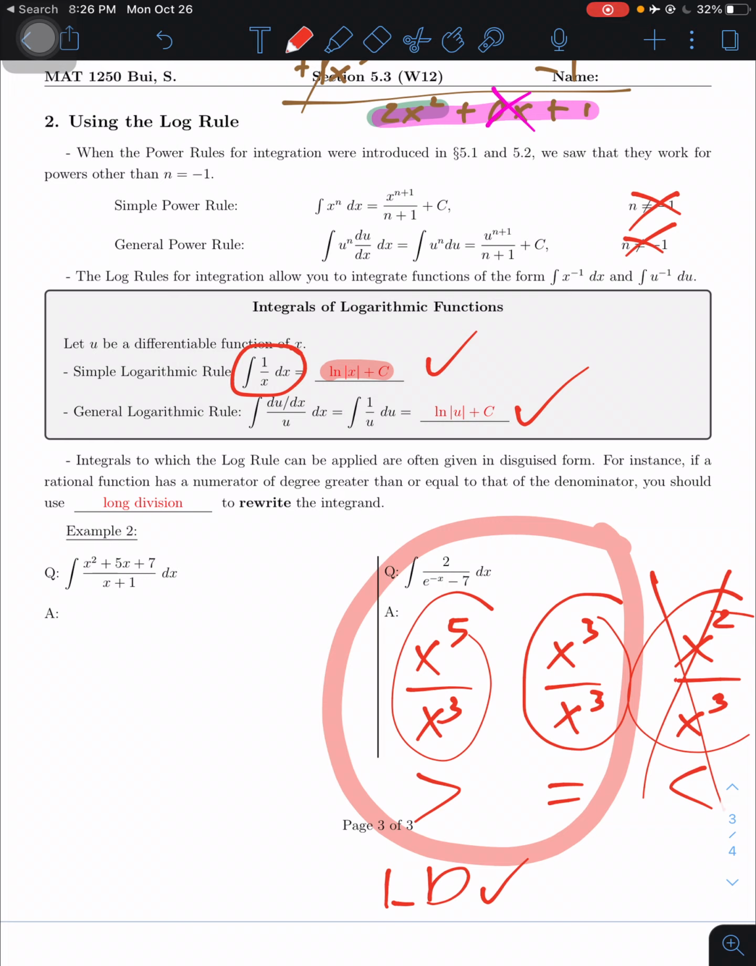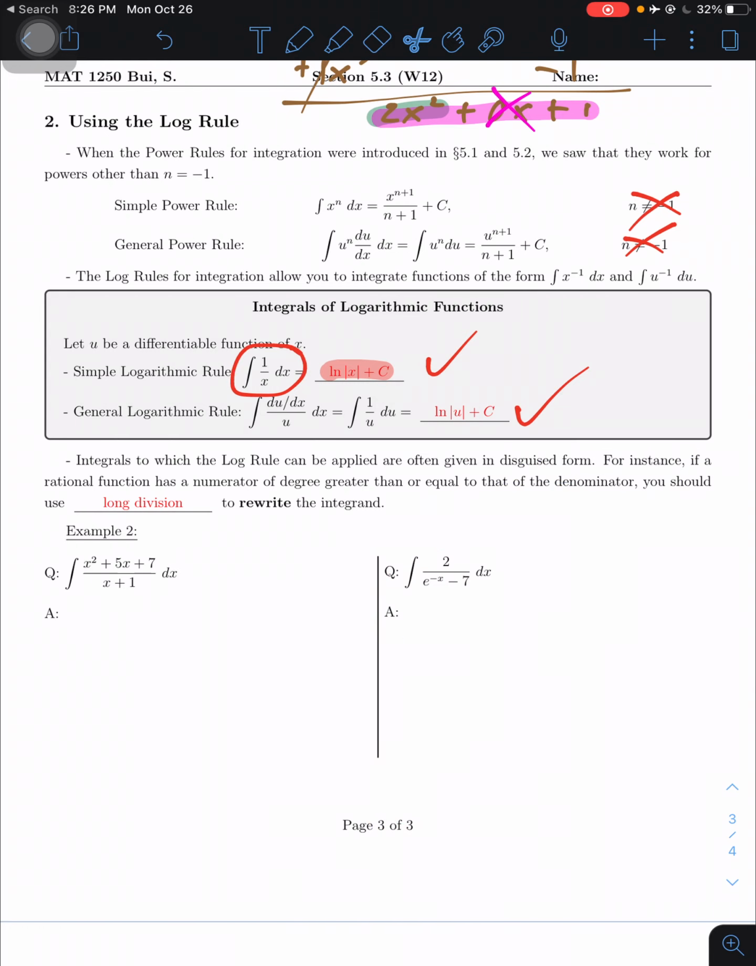And I don't think I'm gonna give you something that ugly, okay? But if I do, it's gonna be substitution, okay? So just ignore the case when you have the power of the top smaller than the power of the bottom, okay? So let's talk about how to work on the problems.